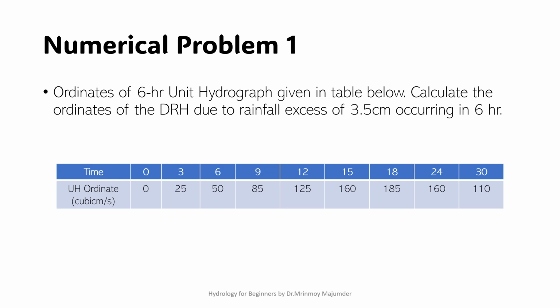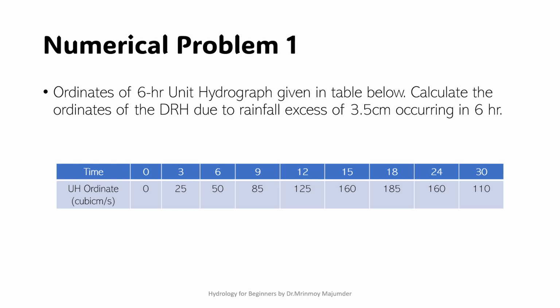So let us solve two problems. First problem, numerical problem 1. Ordinates of a 6-hour unit hydrograph are given below. This is the interesting part. Time you see in hours: 0, 3, 6, 9, 12, 15, 18, 24, 30.